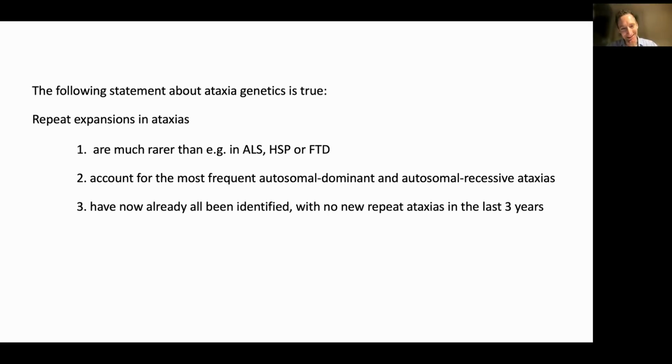Yes, that was an easy one. That was an easy starter. You were all right. They're much rarer in ALS, HSP, FTD. Nope, they are much more common. ALS, HSP, FTD. ALS, FTD just has seen an ORF. HSP has no repeat expansions at all.